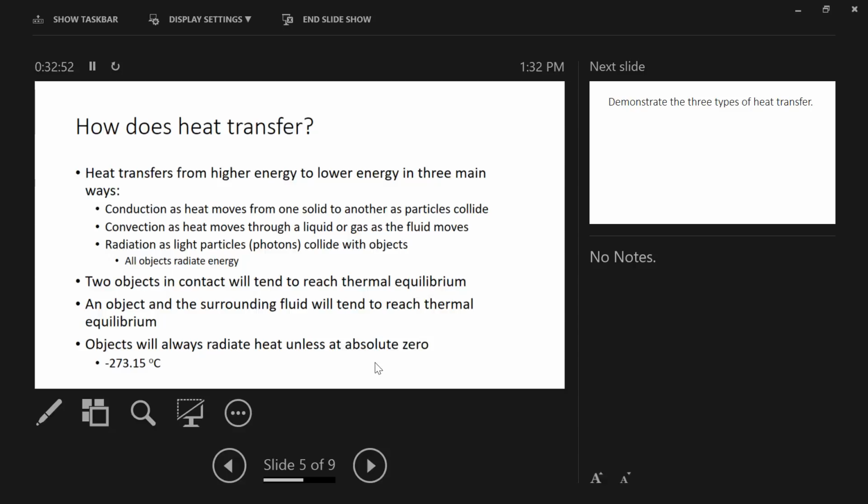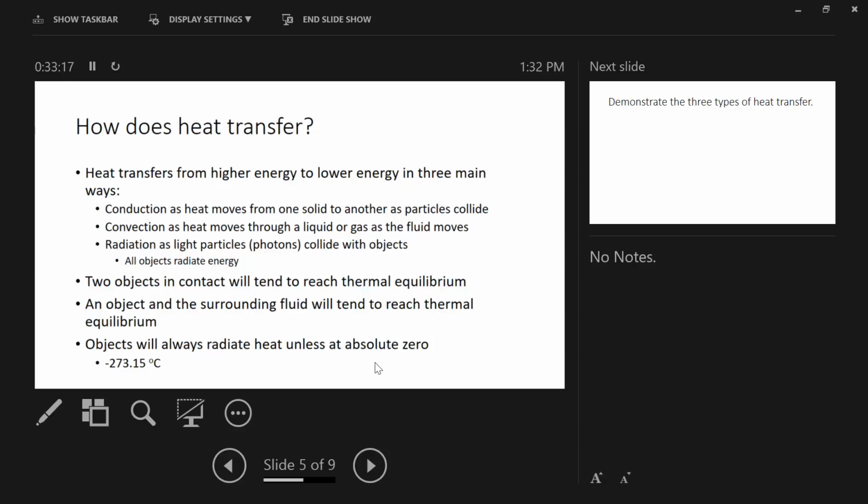And if there's absolutely zero kinetic energy of the particles in that material, then it's at absolute zero, and it will not radiate light energy. But if it's not at absolute zero, which nothing is, it's going to radiate light energy. Now it will show up as different intensities, depending on how much energy you're releasing. The hotter the object, the more light energy it's going to release, but everything's going to radiate energy.